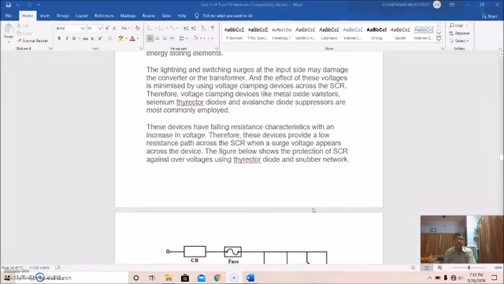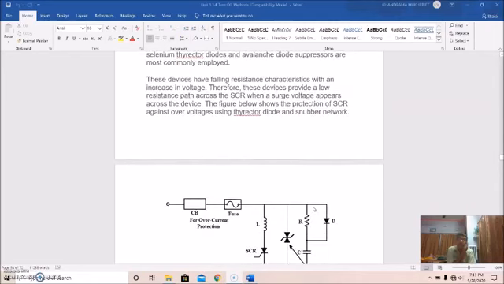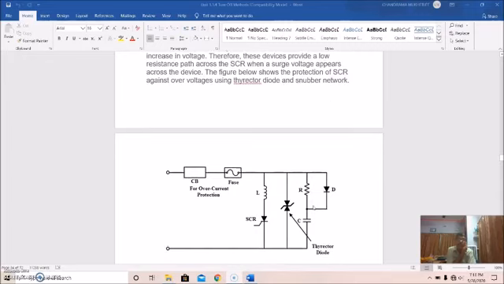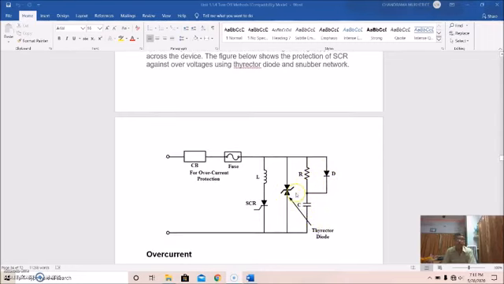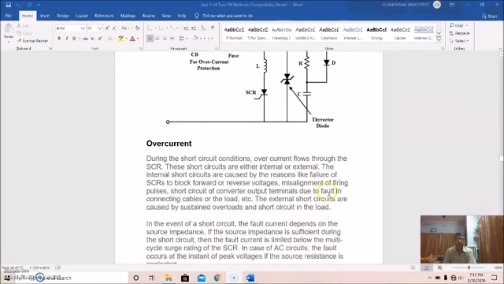So this is a circuit given here, showing protection against overvoltages using a thyrector diode and snubber network. This is the thyrector diode. This is the snubber network. And this is for overcurrent protection. This is the circuit breaker. This is the fuse, etc.